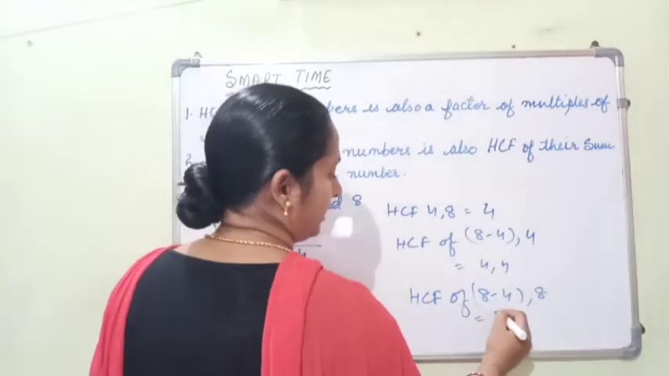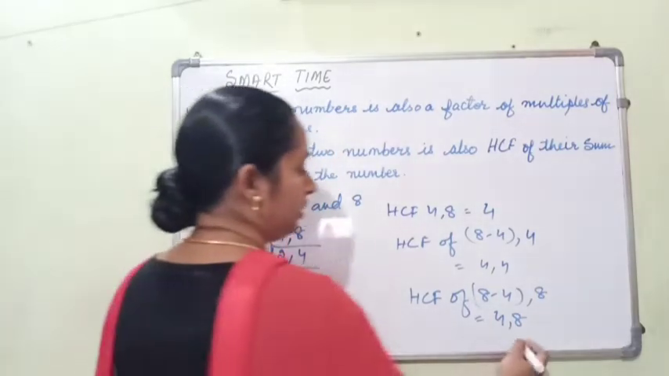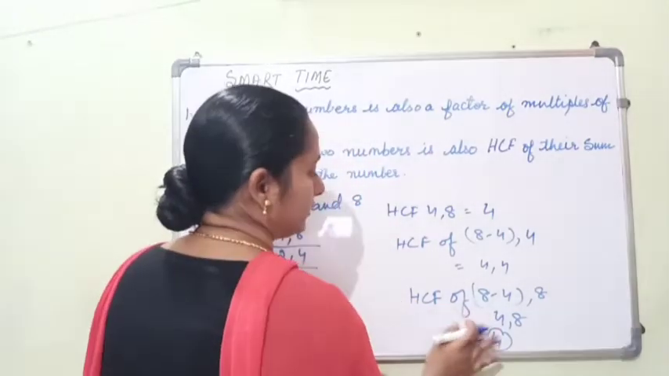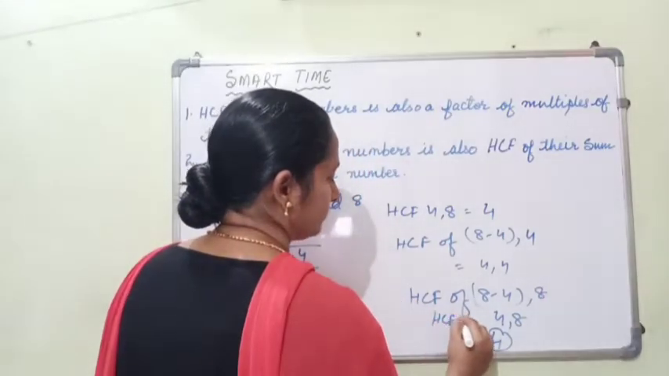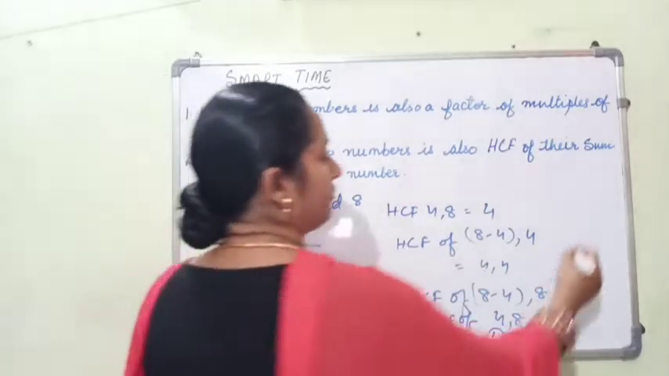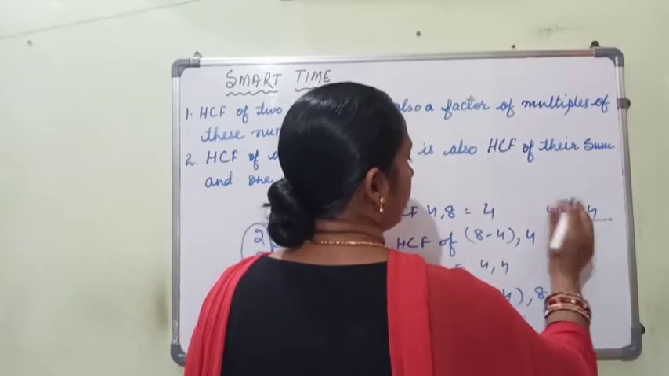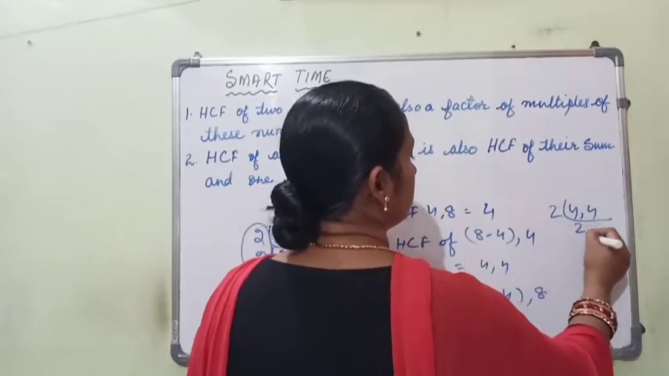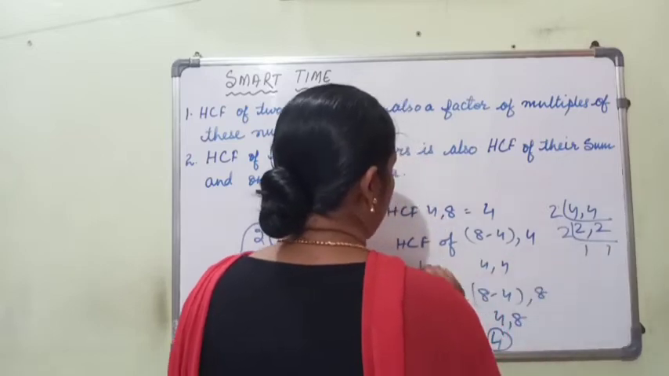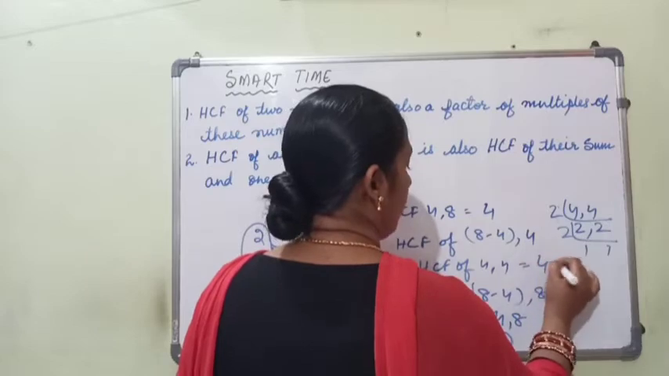So here you will get 4, 8. Already we know the HCF of 4 and 8 is 4. Here you will get 4. Okay. And in this case, what will be the HCF of 4 and 4? 4 and 4 can be divided by 2, and 2 ones are 2. And again you got the HCF of 4 and 4 is 4.